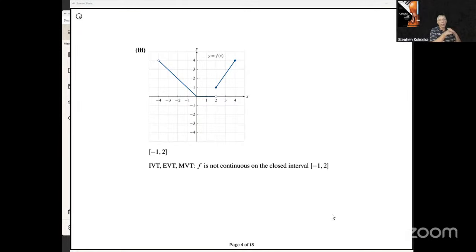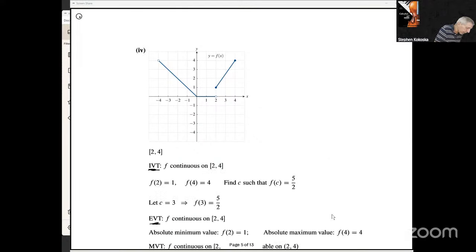Well, how about this one? The interval -1 to 2. This one is pretty straightforward and easy also, I think. f isn't continuous on that closed interval -1 to 2. I'm done. The assumptions for these three theorems are not met. I don't have to worry about this one at all. So I'm done with that one.